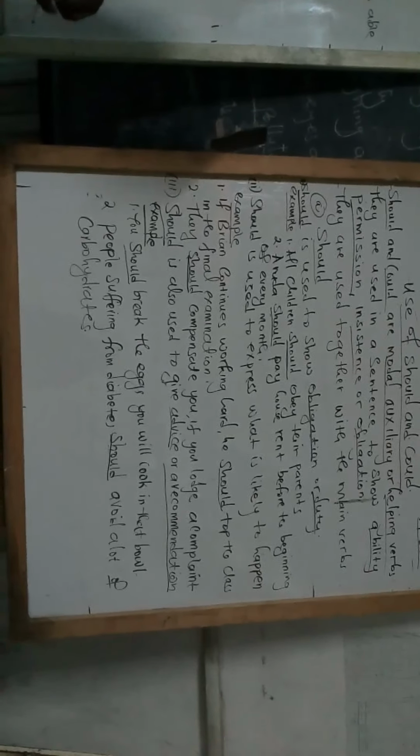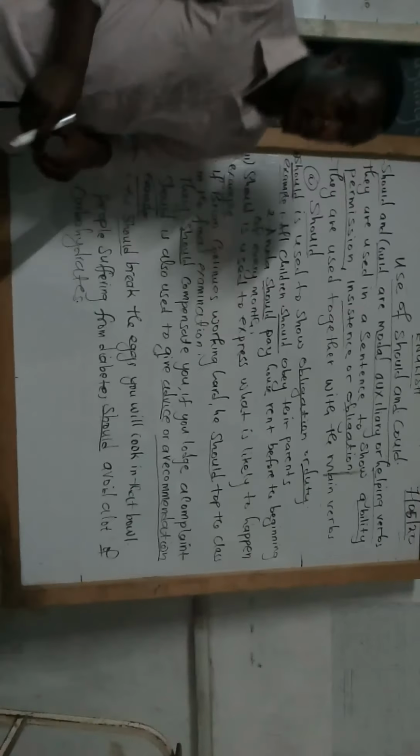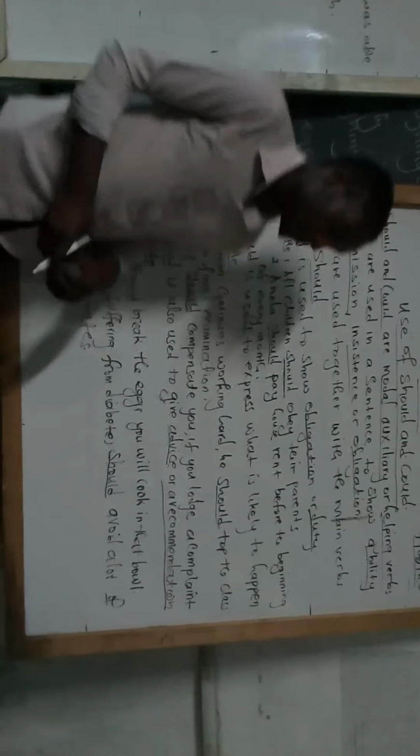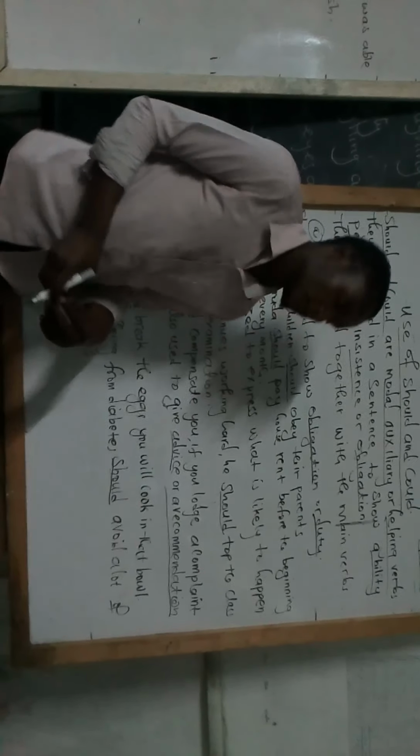Number 3, should is also used to give advice or recommendation. If you want to give someone or learners advice, the word we are supposed to use is should. Example in a sentence: you should break the eggs you will cook in that bowl. Number 2, people suffering from diabetes should avoid a lot of carbohydrates. So those are the 3 areas where we are supposed to use should.